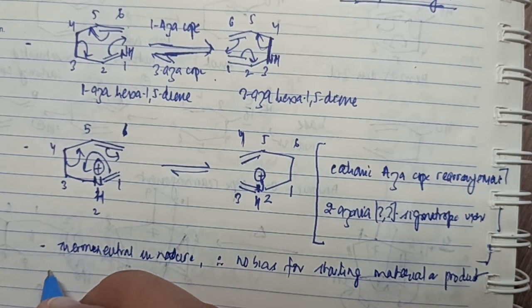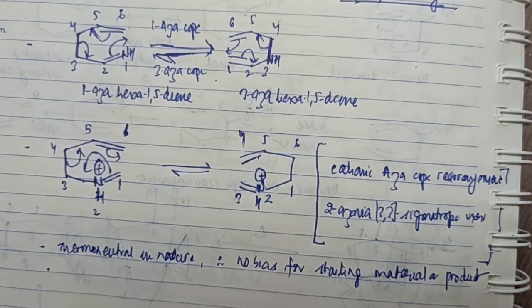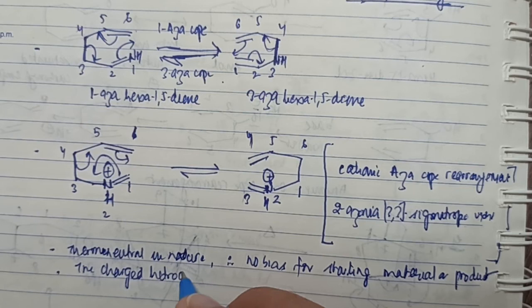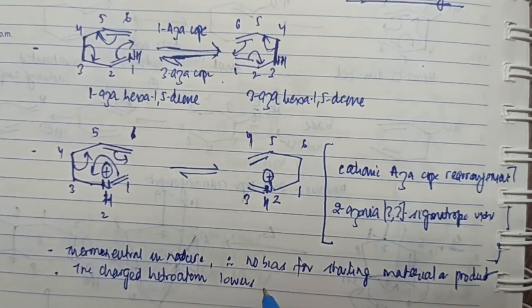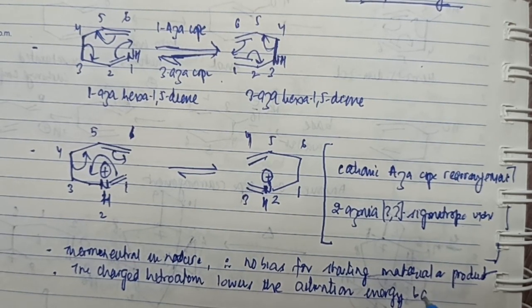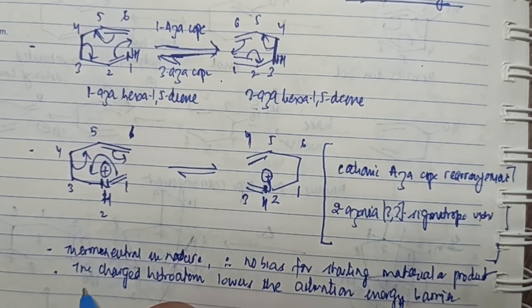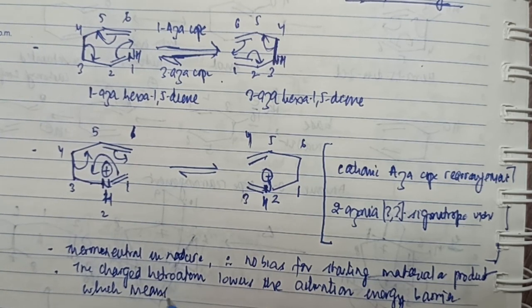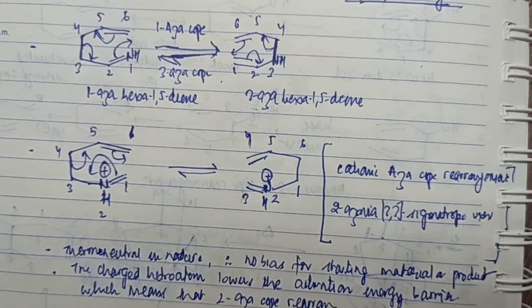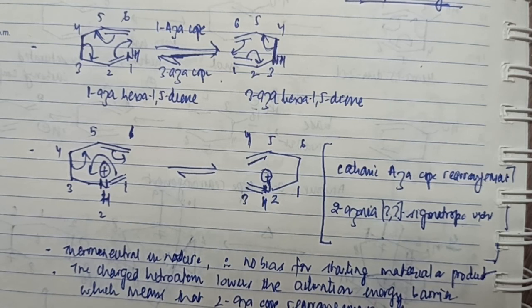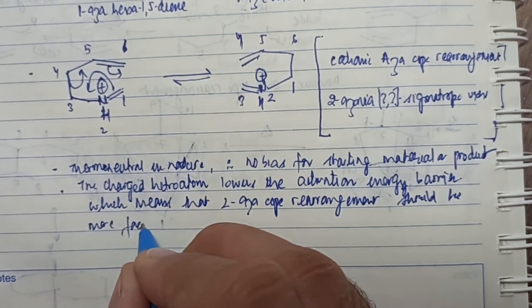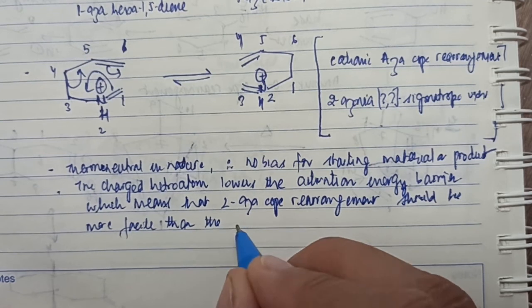Moreover, the presence of the charge on the nitrogen atom, the charged heteroatom, which is nitrogen in this case, lowers the activation energy barrier of this reaction, and if it does so, which means that the 2-azacope rearrangement, or simply the azacope rearrangement, should be more facile than the cope rearrangement.